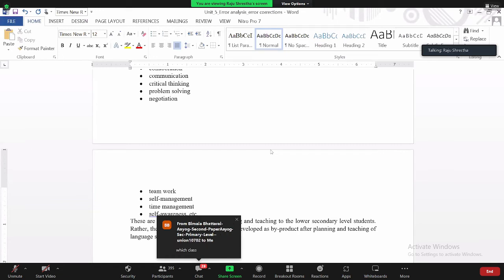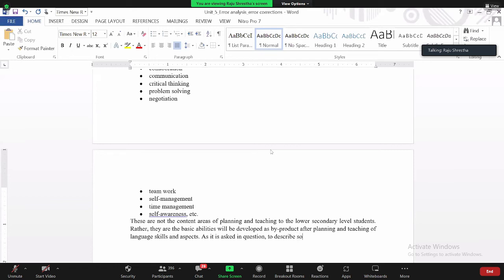As it is asked in question 11, to describe some classroom activities to develop soft skills in students, some are given below.